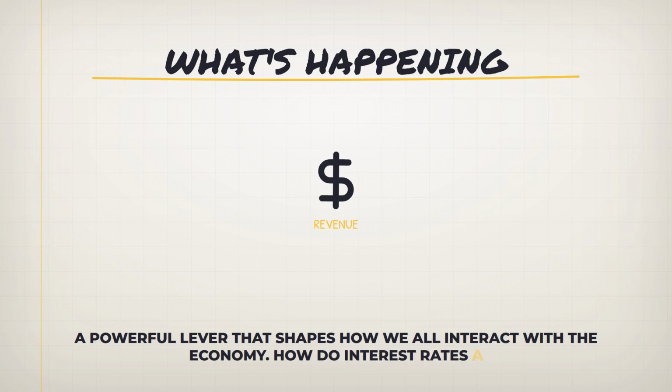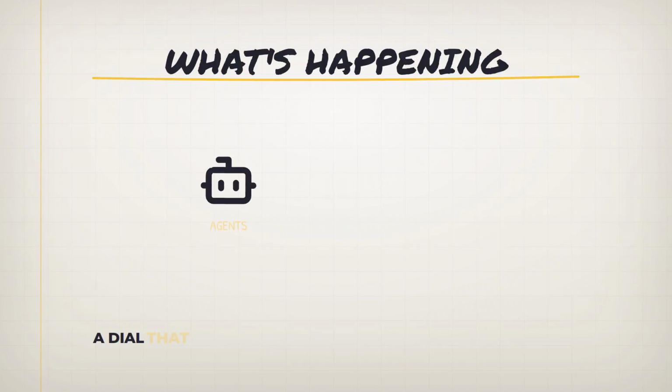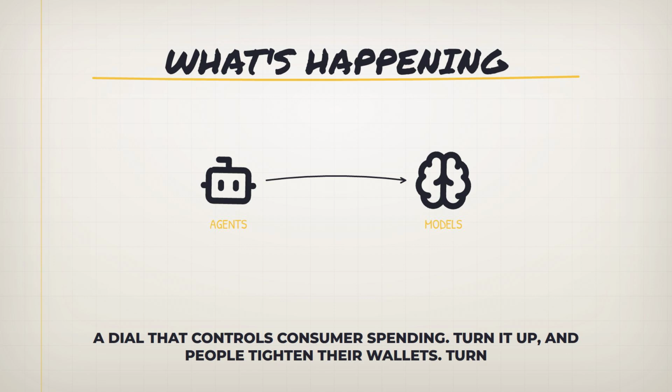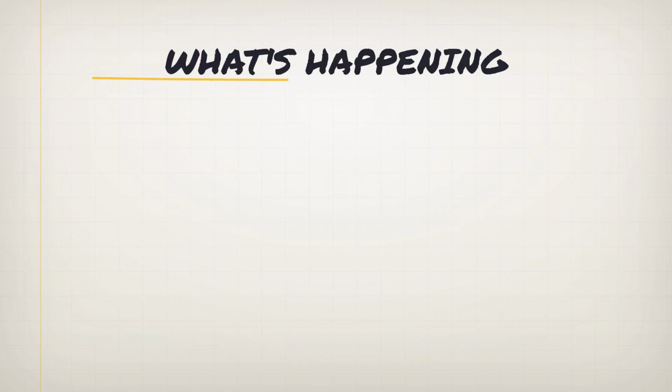How do interest rates actually influence the way we spend our money? Think of interest rates as a dial that controls consumer spending. Turn it up, and people tighten their wallets. Turn it down, and they're more likely to make big purchases. When interest rates are low, loans become cheaper.